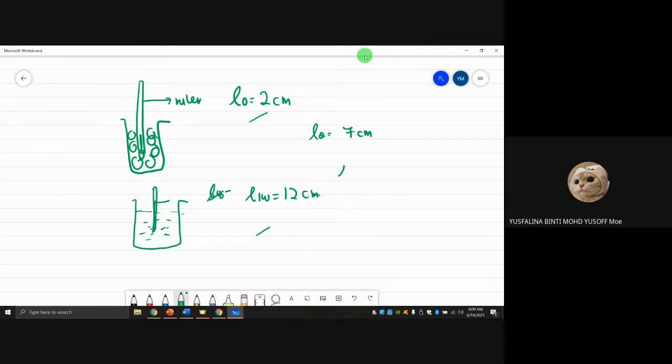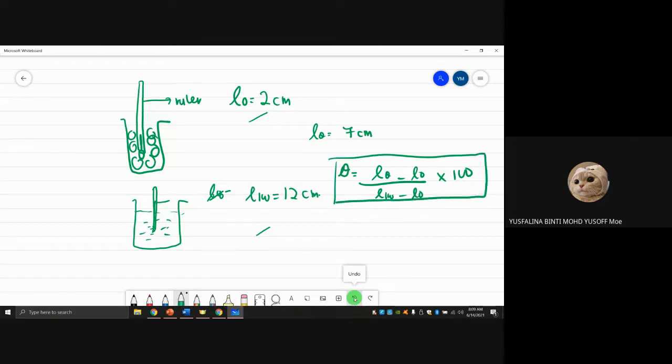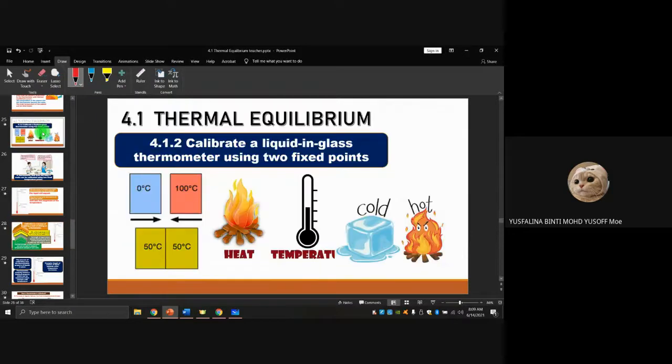L theta is L theta minus L0, divided by L100 minus L0, times 100. This formula you need to remember. It is not given in the exam. L theta minus L0 divided by L100 minus L0 times 100. So that is what is explained for this slide.